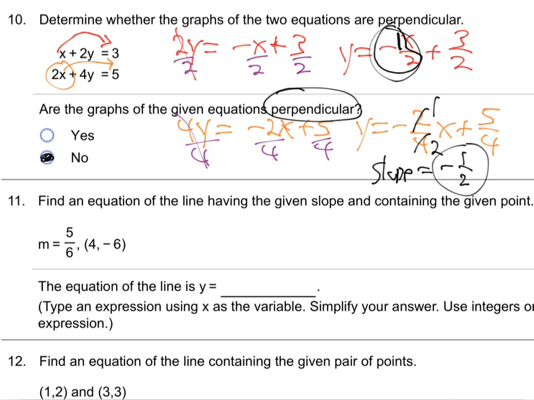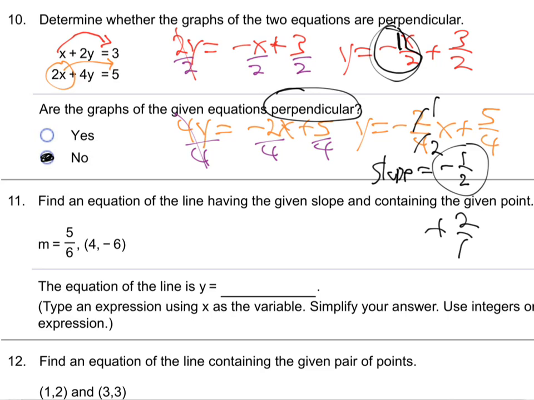For perpendicular, they have to be upside down. So one of them would have to be minus a half, the other would have to be plus 2 over 1. Right? For perpendicular, you have to have one negative, one positive. They have to be opposite in every way. One's a half, the other's 2 over 1, or just 2. Same thing. They've got to be upside down and opposite sign. One positive, one negative. Opposite in every way to be perpendicular.